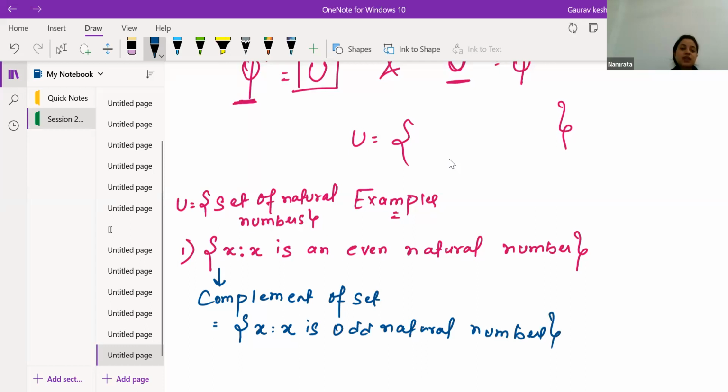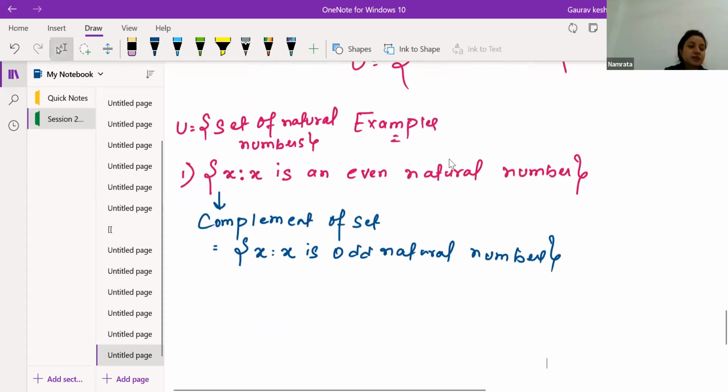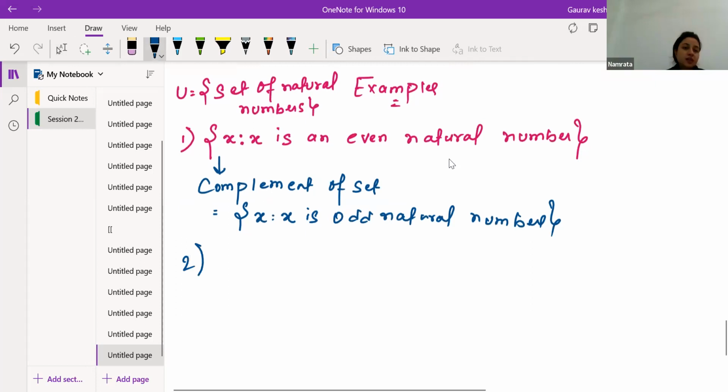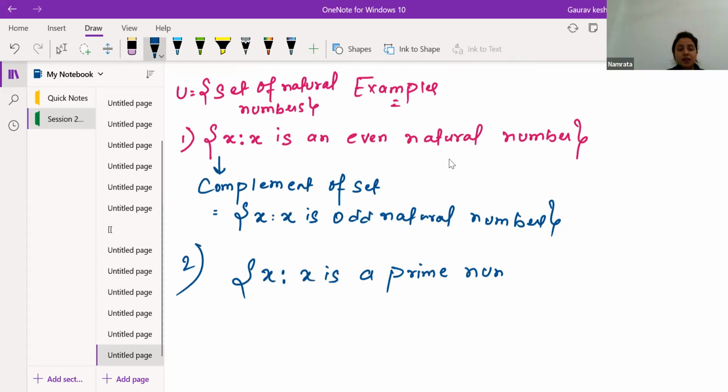Let's do the next one. So if we have the set of all x such that x is a prime number. Again, the universal set is the same. So if we exclude prime numbers, again we have to find the complement of the given set. So can you tell me what will be the remaining set?